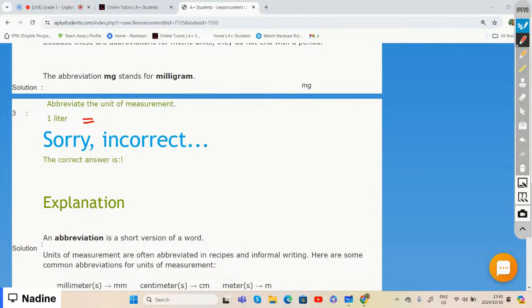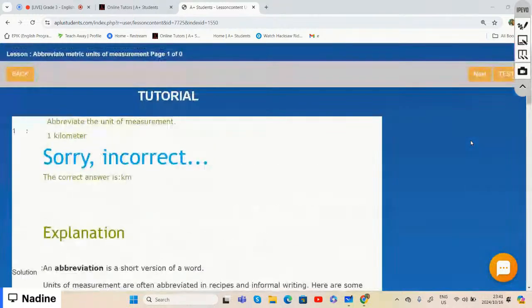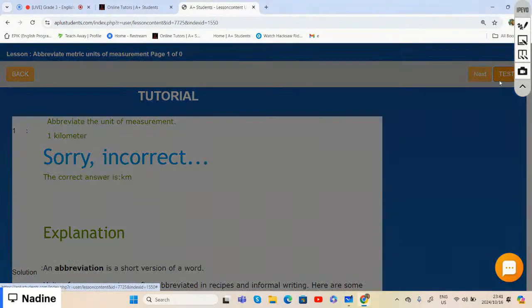All right. And if we were to abbreviate this unit of measurement, we can either say lowercase l or capital letter L. It's really up to you. One of those two is correct. Well done.